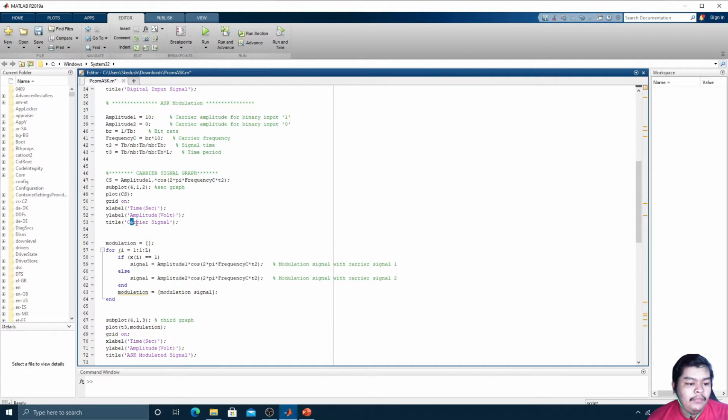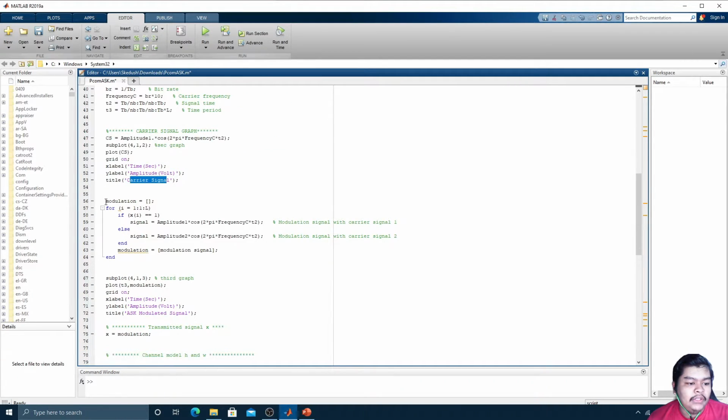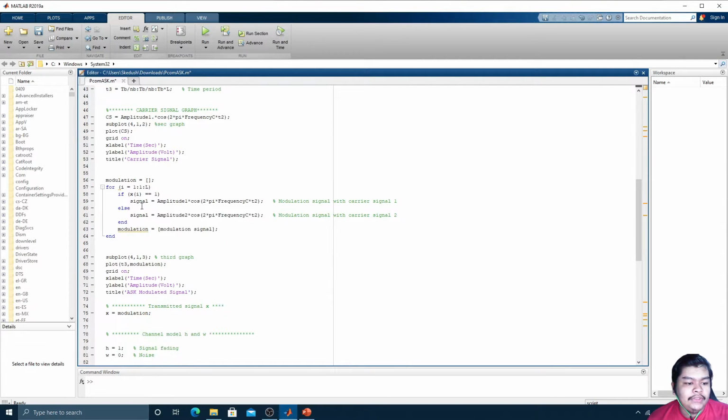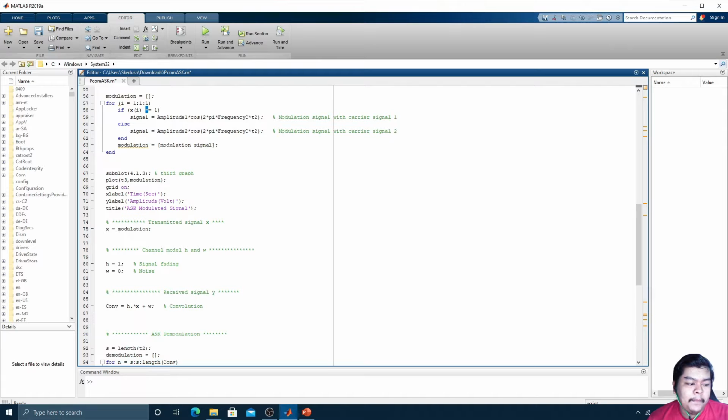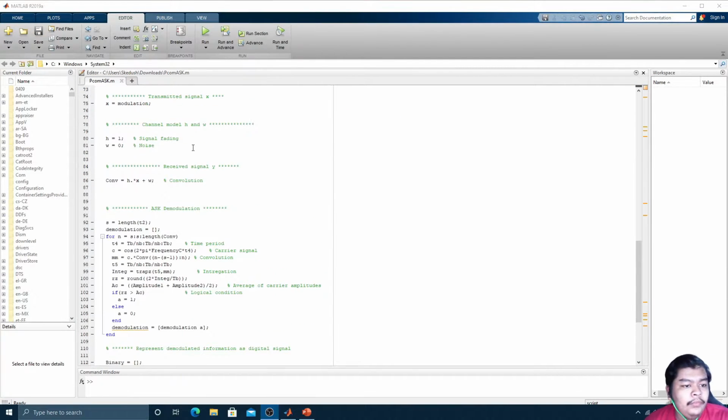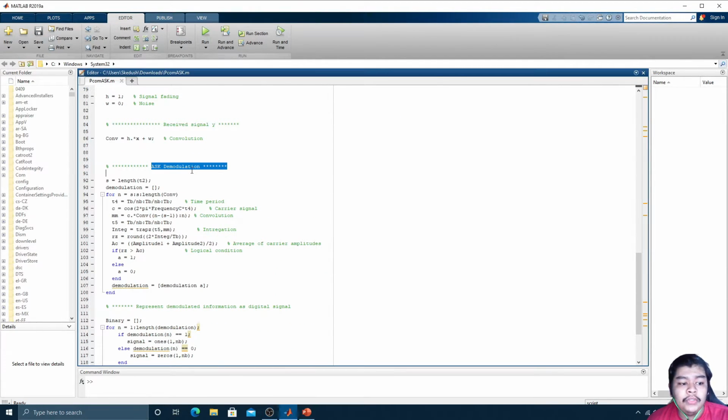So we have the carrier signal, and then this is the coding for the ASK modulation. You can see here if the binary is 1, we multiply 1 by 1, and we have the third graph, which is the ASK modulated signal. I will show you later on. Next we continue to the ASK demodulation.